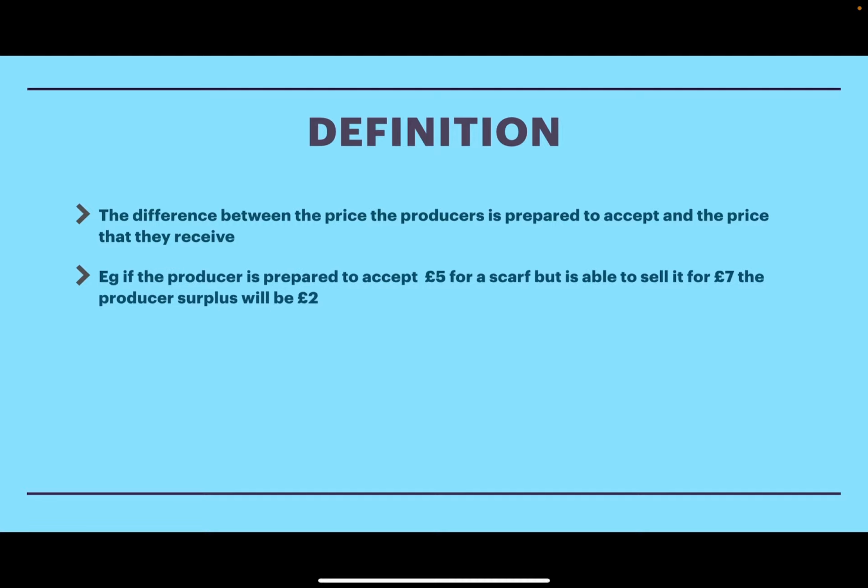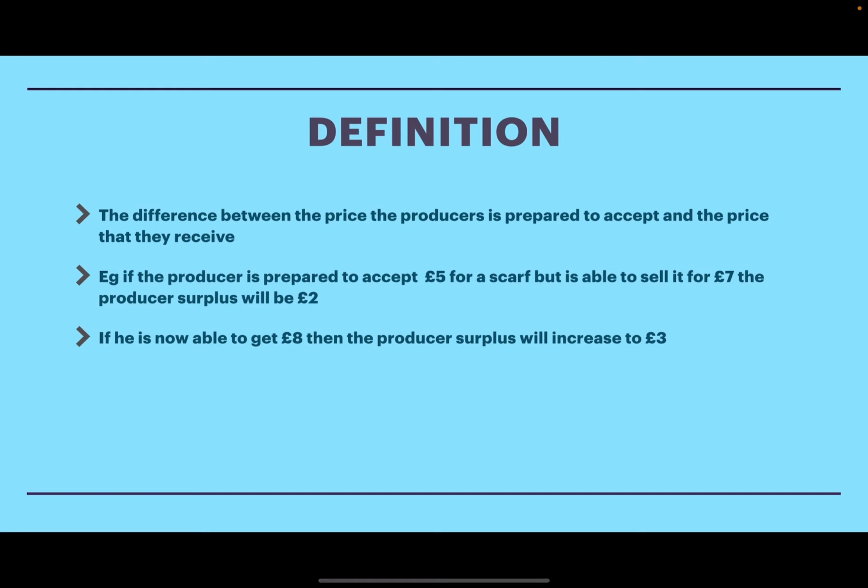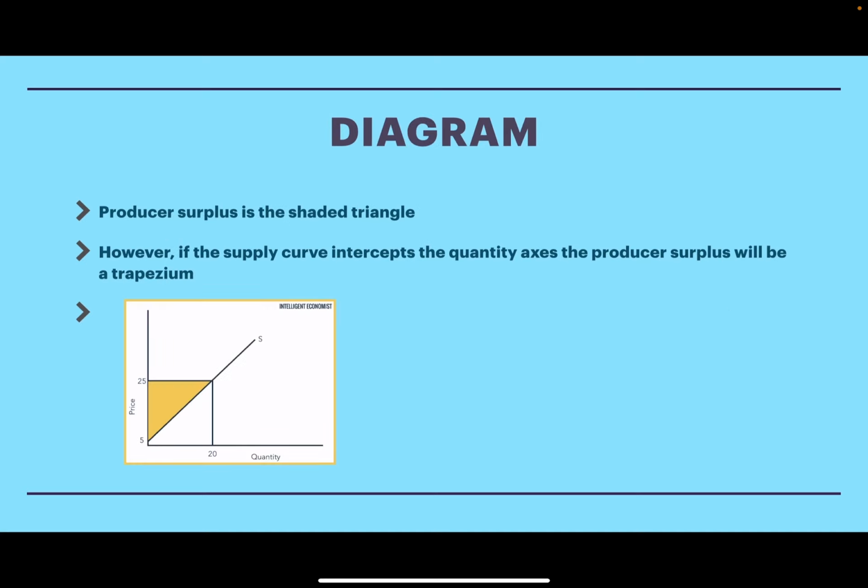So in this case, we're saying they're prepared to accept £5 for a scarf. That's the minimum, otherwise it's not worth their while. They're able to sell it for £7, so that means the producer surplus is £2. If they're able to now get £8 and they're prepared to accept £5, producer surplus is going to increase to £3. So just as with consumer surplus, we're going to look at a diagram. So producer surplus is a shaded triangle.